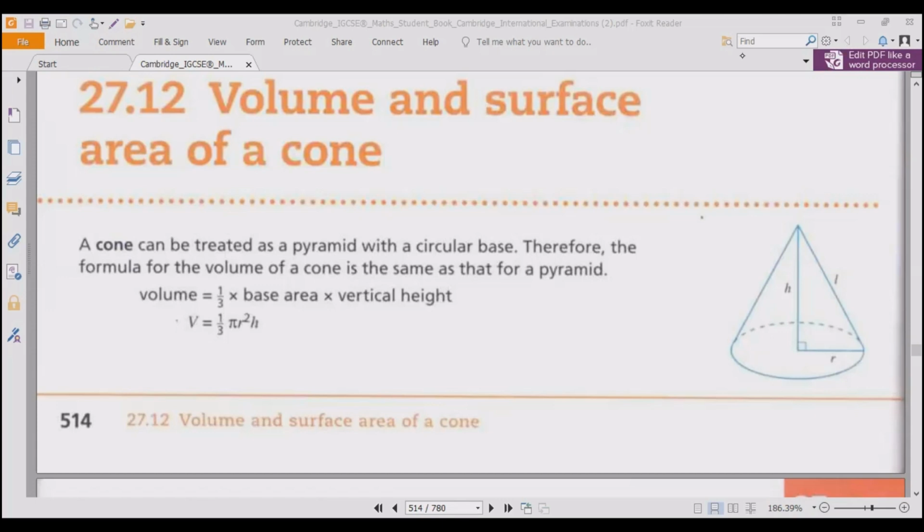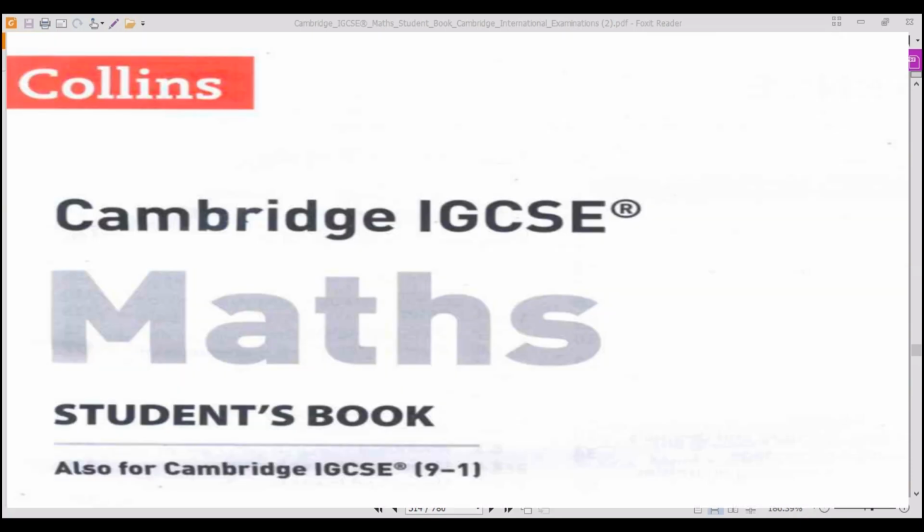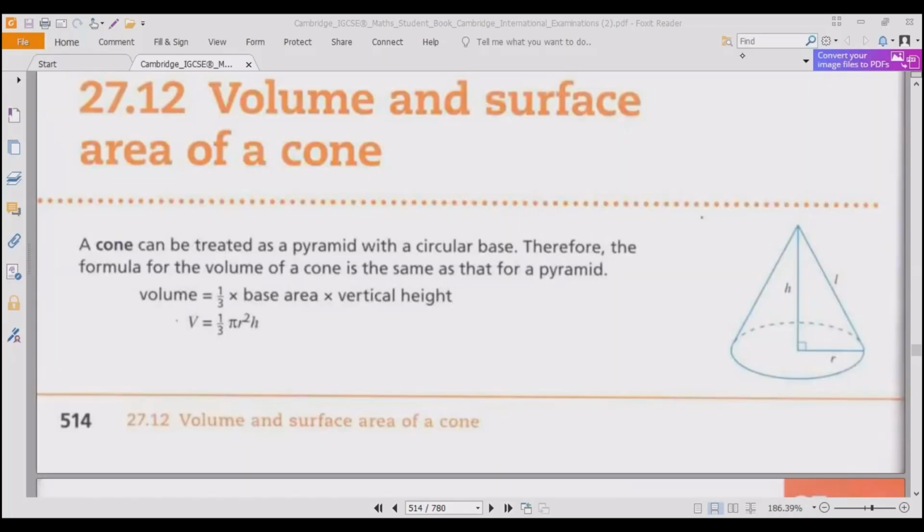Our today's topic is about volume and surface area of a cone. As you know, we are doing different topics and concepts that are coming in the paper 1 exam of Class 9 O-Level, and for these topics and concepts, we are using the Cambridge book, which is the Collins book. So our today's topic is about volume and surface area of a cone, and we are following the same Collins book for this topic. Okay, now let's start the lecture.